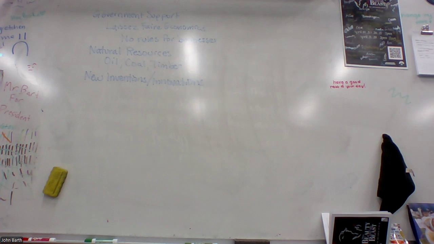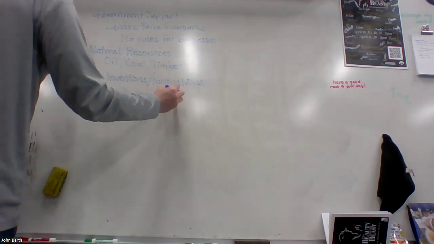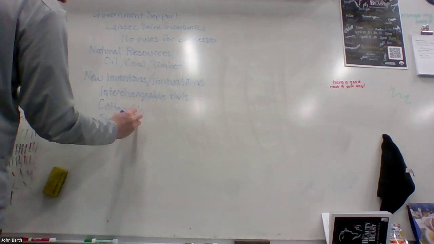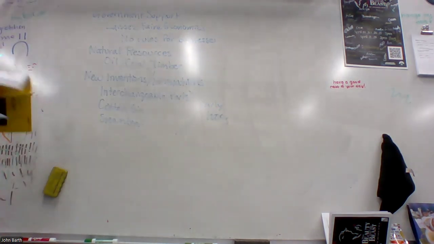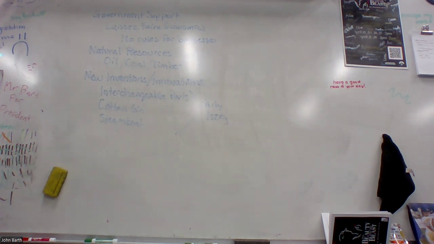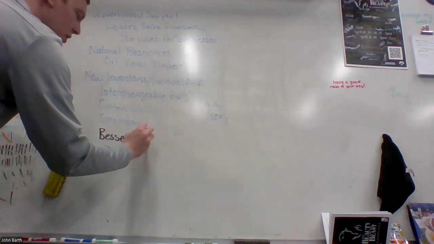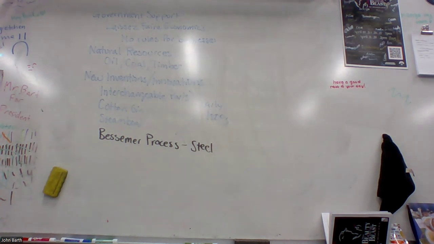Does anyone remember any of the new inventions or innovations during this time period, late 1800s? Interchangeable parts. Cotton gin, steamboat. These are all, so far, early 1800s. Anyone think of any late 1800s innovations? Bessemer process, which is the new way to make steel. Makes it efficiently and cheaply.